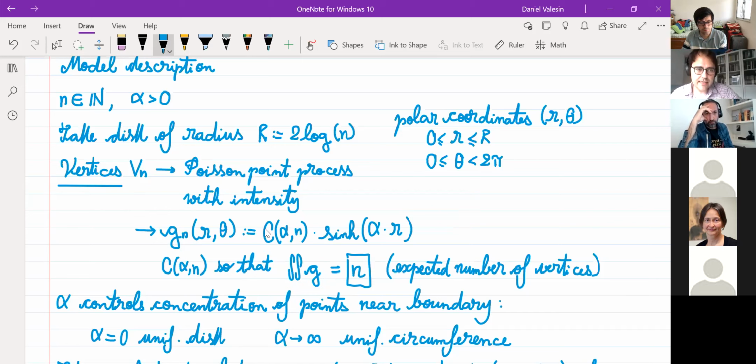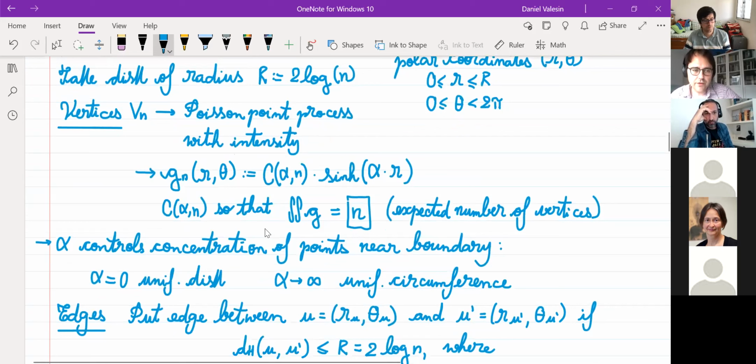And then, as I said already, this parameter alpha controls the concentration of points near the boundary. So if you take alpha equal to 0, then the measure that you get is just uniform on the disk, so just Lebesgue measure on the disk multiplied by n, so that you have n points on average. Whereas if you take alpha to infinity, then you have barely any points. So the limiting case is when all the points are uniformly distributed on the circumference, and none of them are in the interior of the disk. Oh, I forgot to say, of course, this measure is radially symmetric, so it's rotationally symmetric.